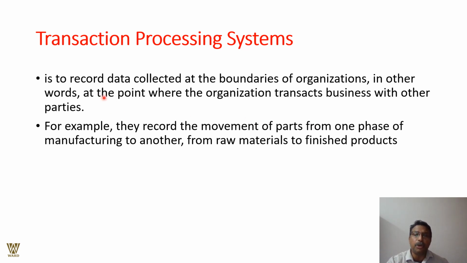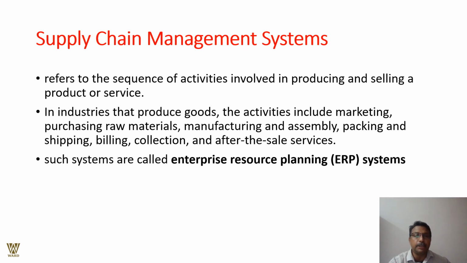The transaction processing system is to record data collected at the boundaries of the organization. Money coming in, money going out, from where, which party, from which vendor to which supplier to which customers. In other words, at the point where the organization transacts business with other parties. For example, they record the movement of parts from one phase of manufacturing to another, from raw material to finished product. Supply chain management refers to the sequence of activities involved in producing and selling a product or service. In an industry that produces goods, the activities include marketing, purchasing raw material, manufacturing, assembly, packing and shipping, billing, collection, and after sales services. Supply chain management systems are called enterprise resource planning systems per se.